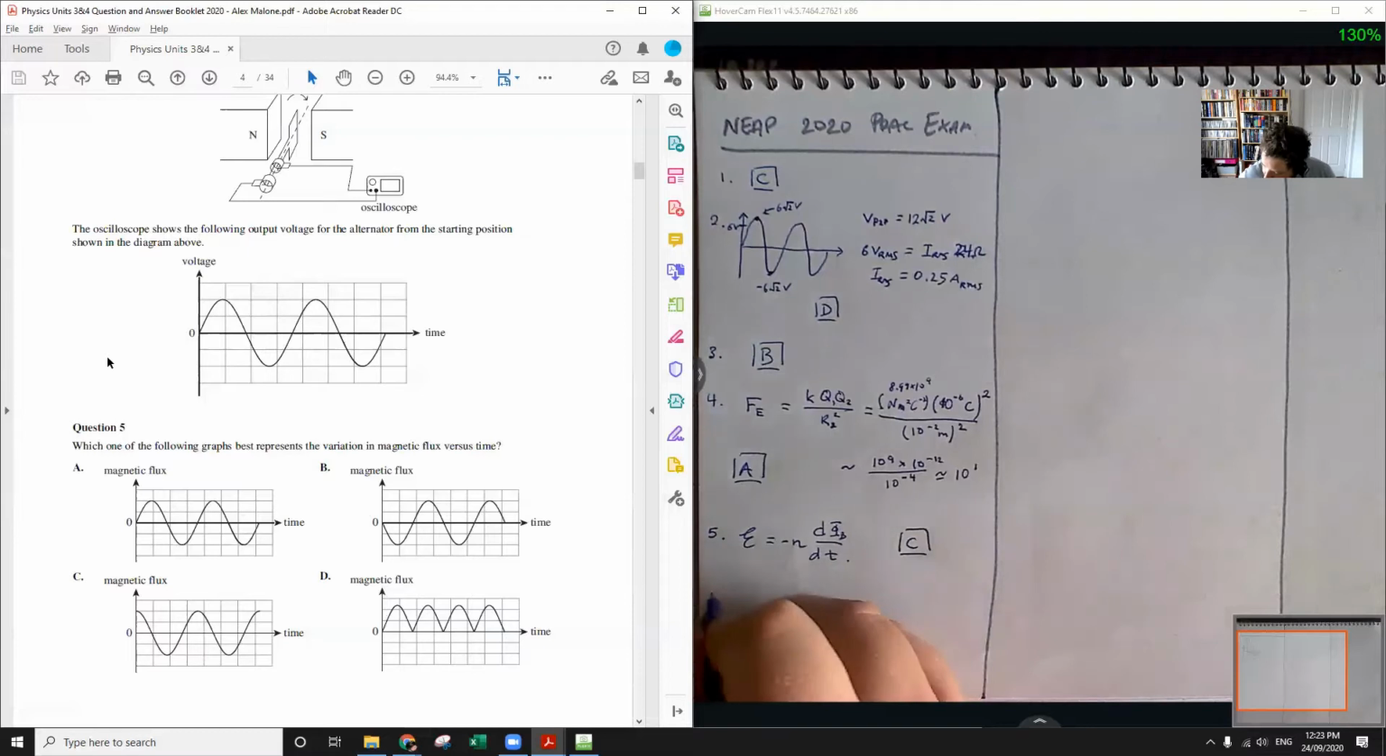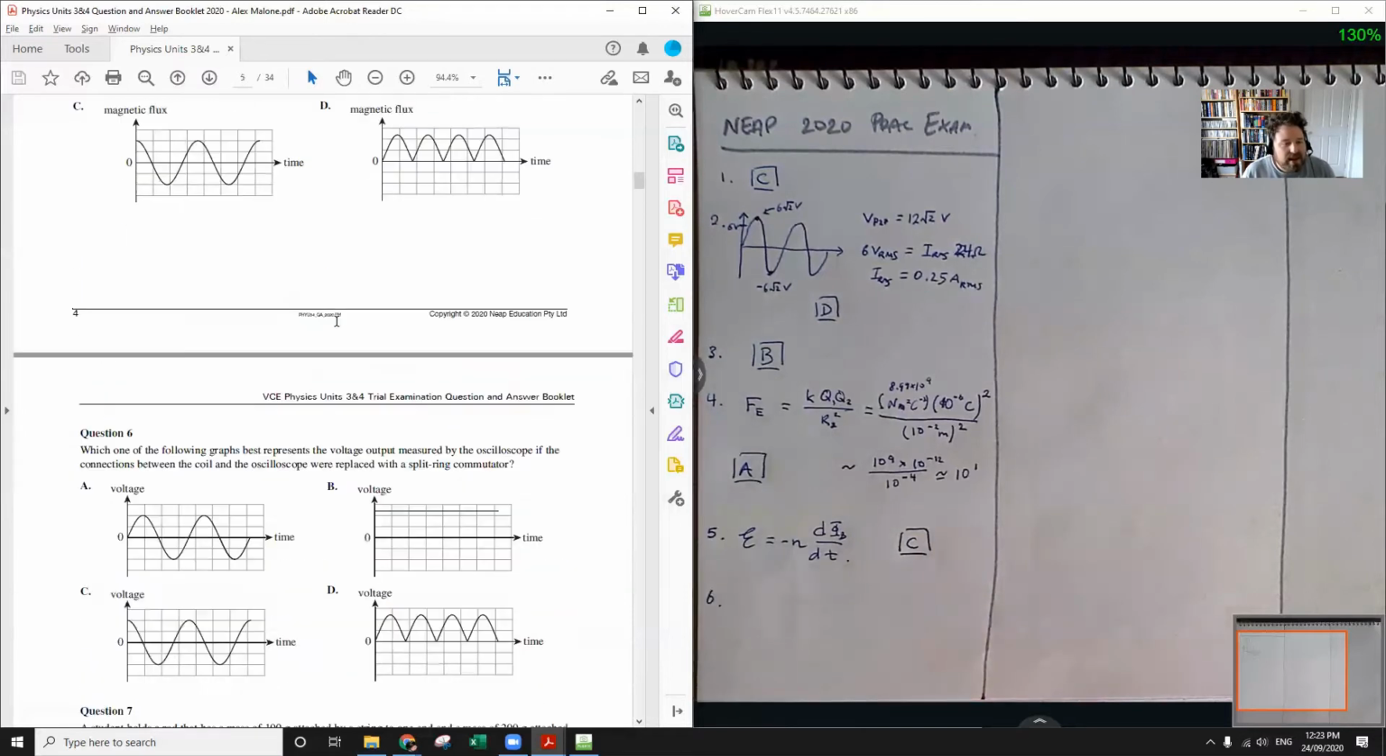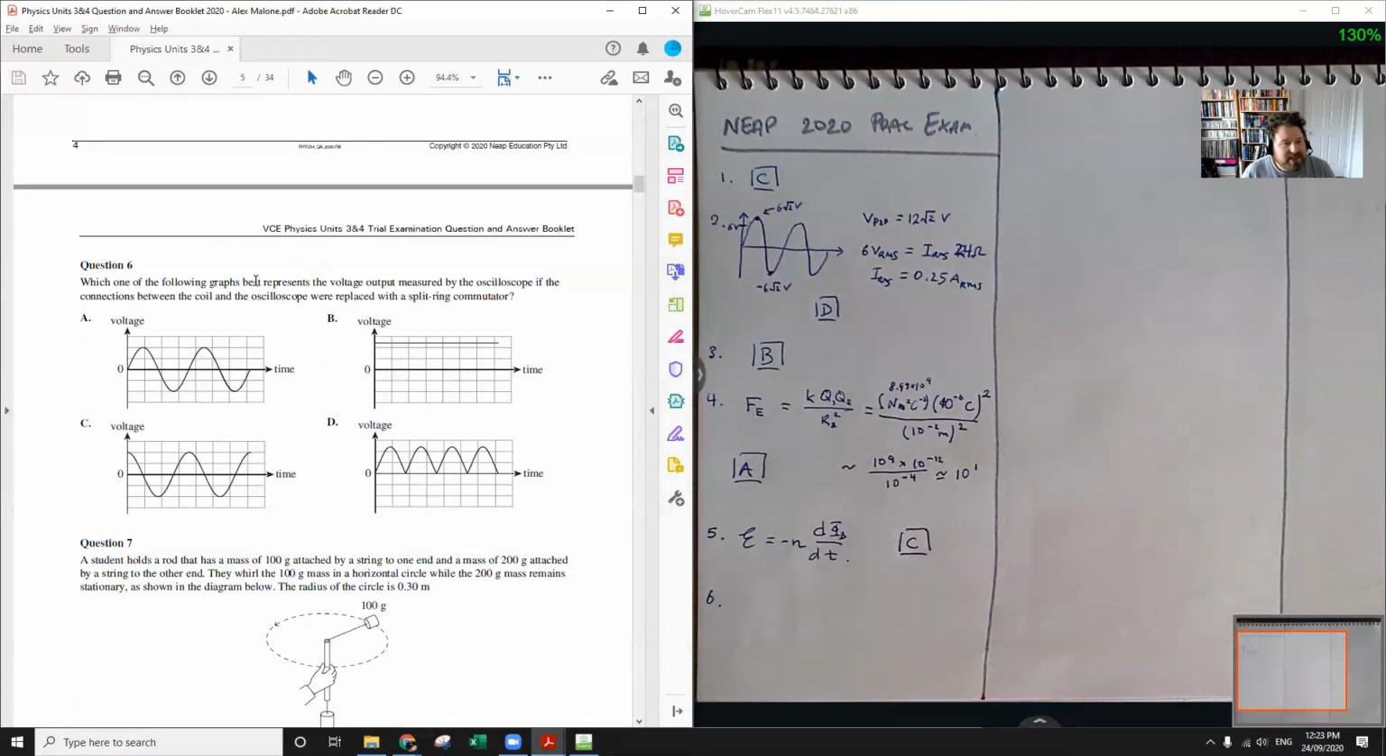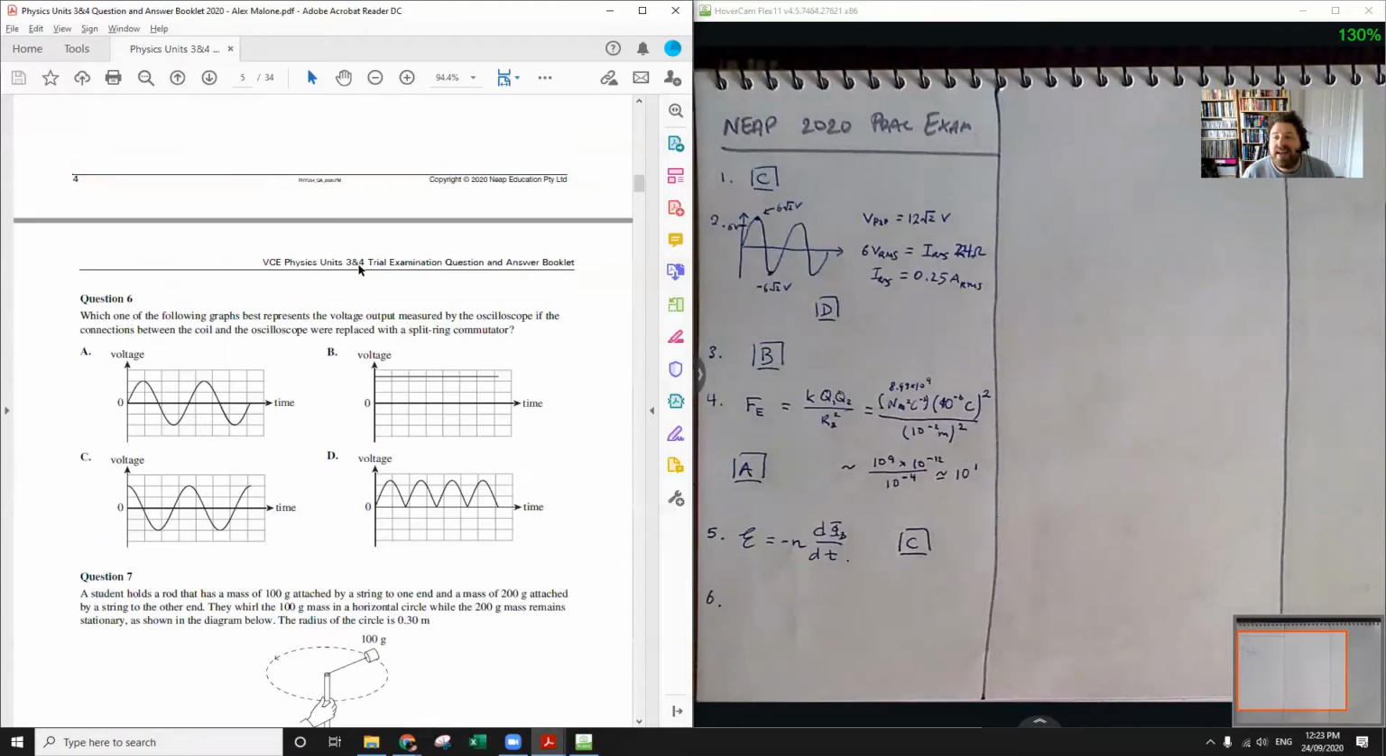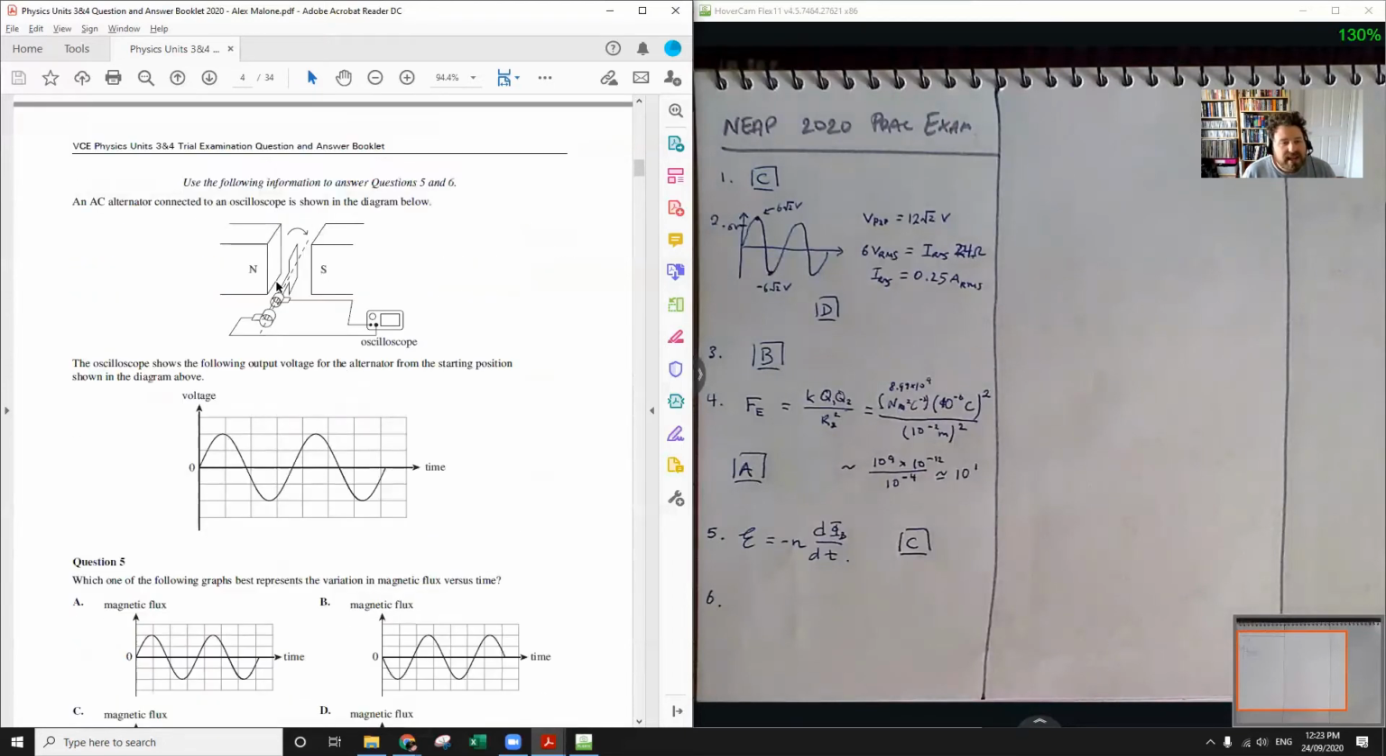Okay. Question 6. Okay, 6 is about the same situation. Which one of the following best represents the voltage output measured by the oscilloscope if the connections between the coil and the oscilloscope were replaced with a split ring? Okay, so if we put a split ring commutator in here, then every half turn, we'd be flipping the voltage. We'd be forcing it to always be positive or always be negative, rather than going negative, positive, negative, positive.